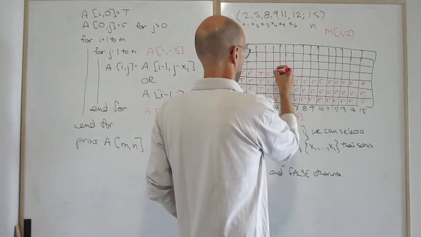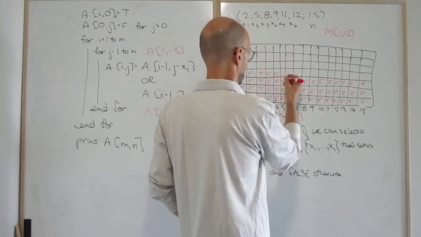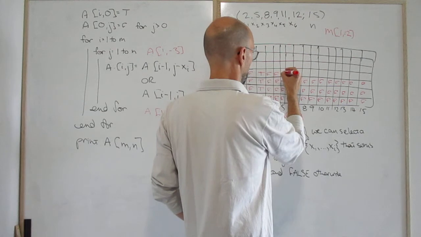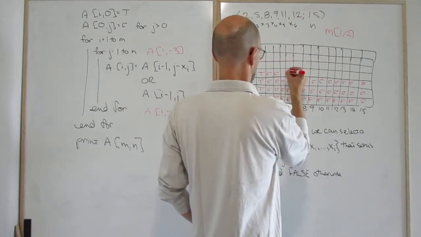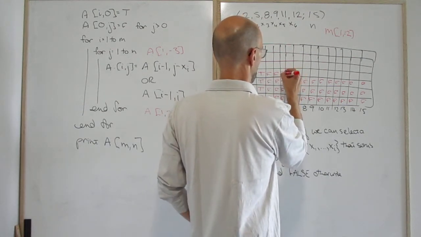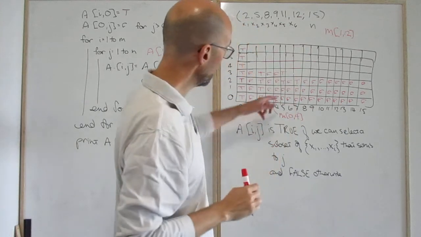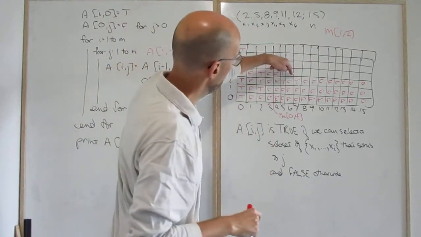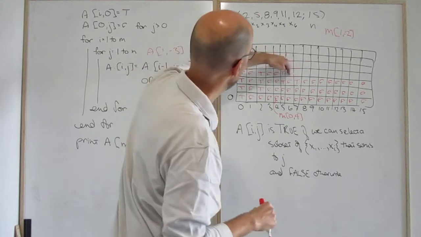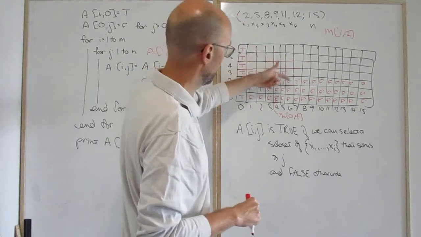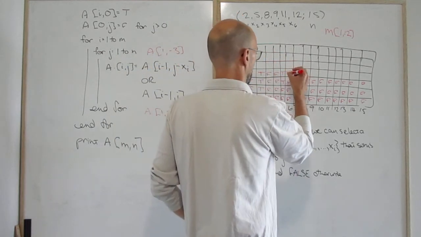Here we look over, we're off the side of the matrix, it's false. We look down, it's a false. Here we look down, it's a true. We look over here, it's still off the side of the matrix. But this is a true because of this. 6. Again, 6 minus 8, it's off the side of the matrix, but we look down, this is a false.